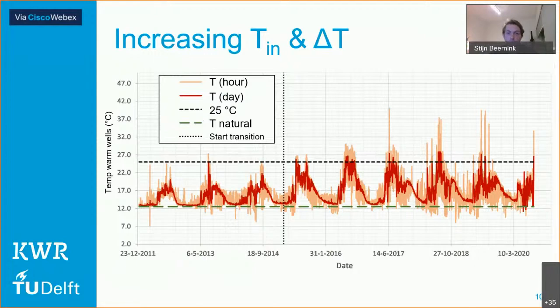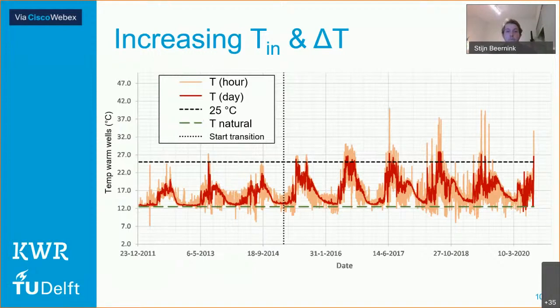But on average, the storage temperature is about 20 to maybe 22 degrees Celsius. So not nearly near the 40 degrees Celsius. But on the hottest days of the year, as you can see, for instance, in the summer of 2018 and 2019, this really high temperature heat can be stored in the warm wells.